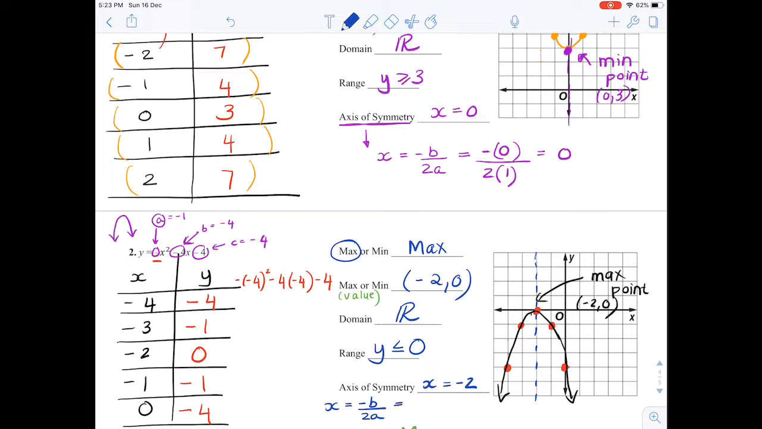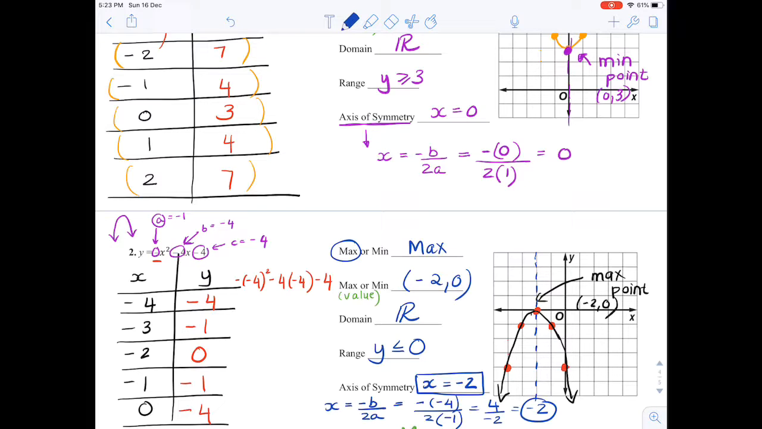And then you substitute in the value for b, which in this equation was negative 4, over 2 times the value of a, which was negative 1. So we end up with positive 4 over negative 2, and there we get the answer, negative 2. So either the axis of symmetry will be obvious to spot, or you may have to do a little bit of algebra to get to it. But either way, it should be straightforward for you guys.